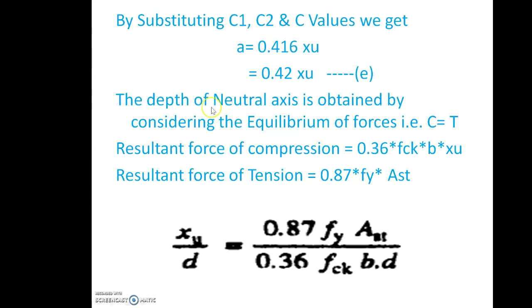The depth of neutral axis is obtained by considering the equilibrium of forces, that is total compression is equal to total tension. In this case, the resultant force of compression is 0.36 fck b xu. The resultant force of tension is equal to 0.87 fy Ast. So by equating this particular equation, we will get xu by d is equal to 0.87 fy Ast divided by 0.36 fck b d. By using this formula, we can calculate the depth of the neutral axis.